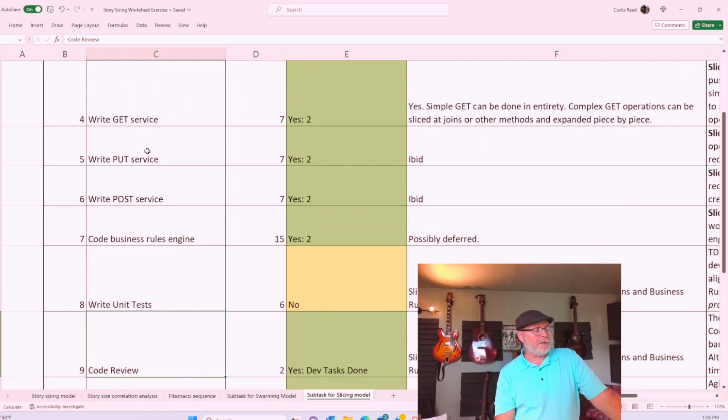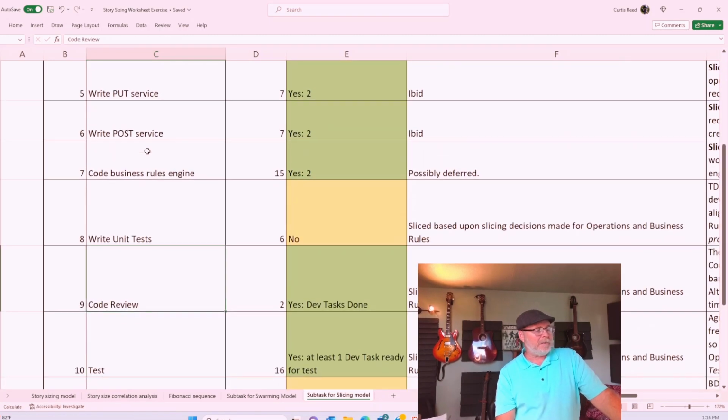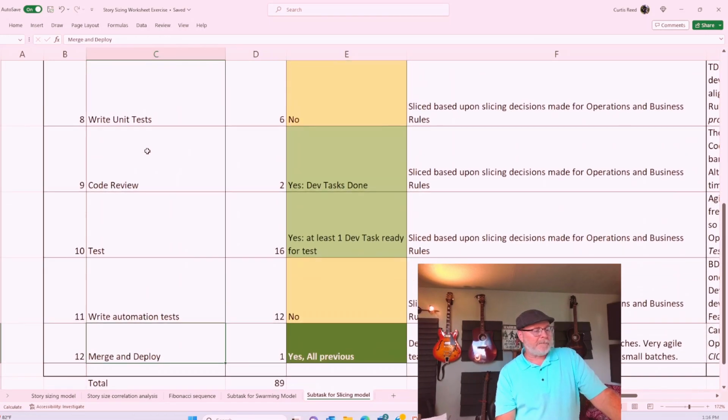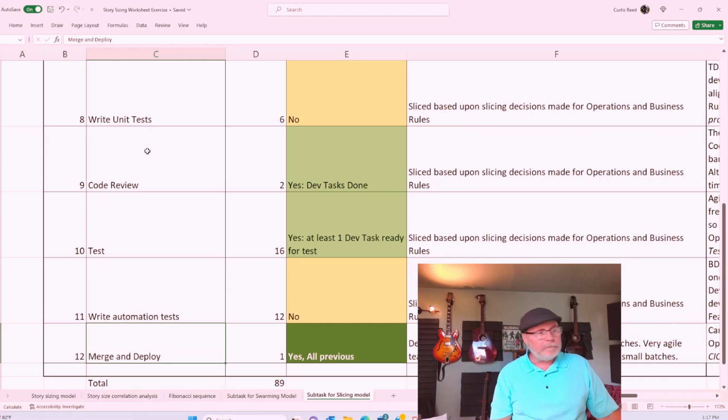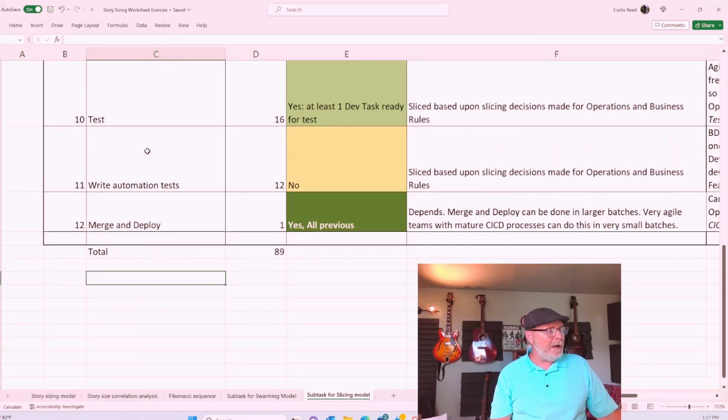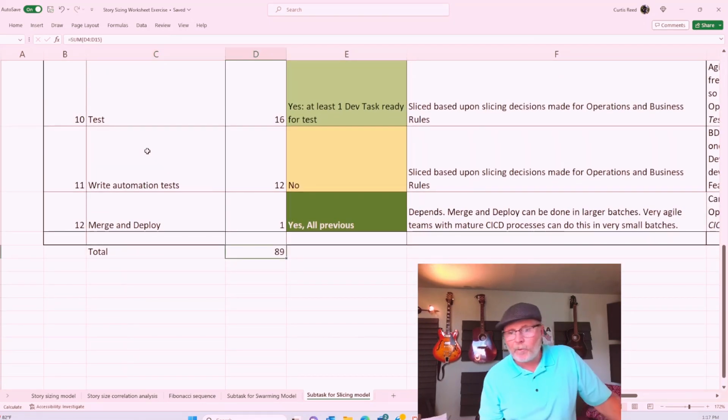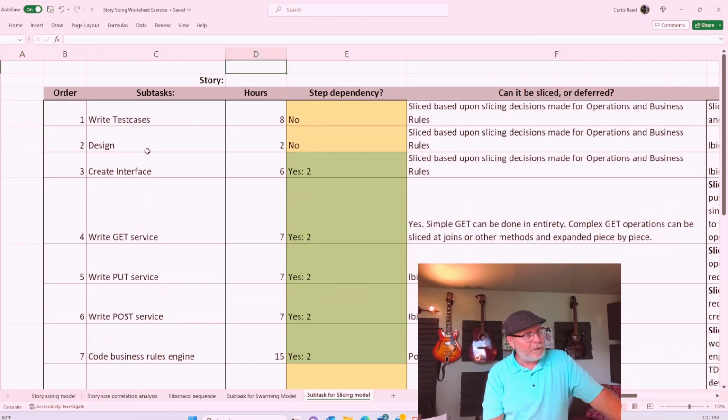There's a business rules engine. We have to write our unit tests. We have to do a code review. Manual testing has to be done. We do have to write automated integration and regression tests. And then we have to do the merging and deploying. We have a total of 89 hours on this. So we can tell it's too big for one sprint. Now you could swarm it, but there's some risk. So what I start to do then is the step dependencies.